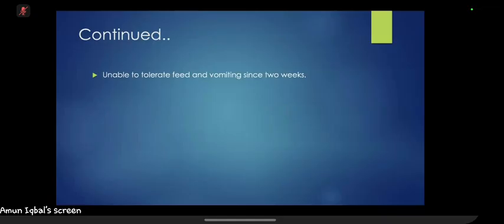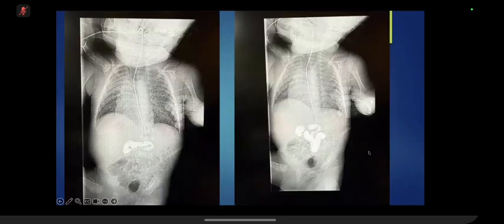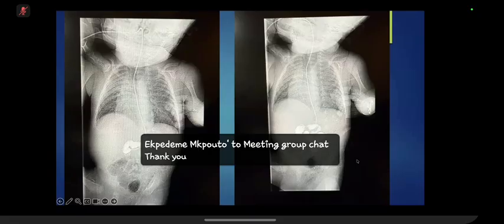Okay, this case is continued, and they presented again. The parents of that baby took the baby again to the primary physician, and they are saying that the baby is unable to tolerate the feed and has been vomiting for the last 2 weeks. So we have performed some additional study. These are the images.